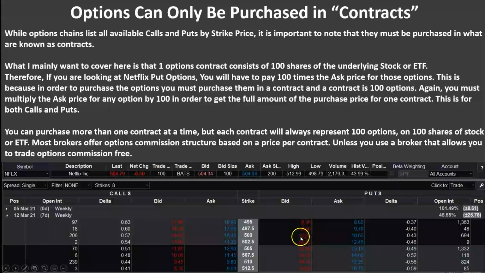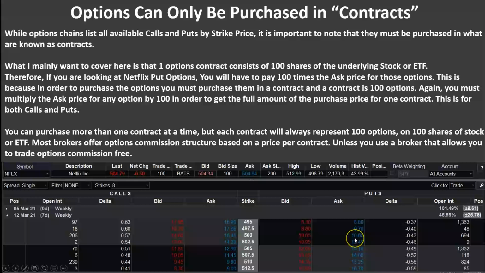All right. We have a bid price of $10.05. We have an ask price of $10.65. All right. So what we're going to have to pay, because we always pay the ask and we sell at the bid, for the $500 strike put option is $10.65. What I'm trying to show here is that you cannot just pay $10.65.